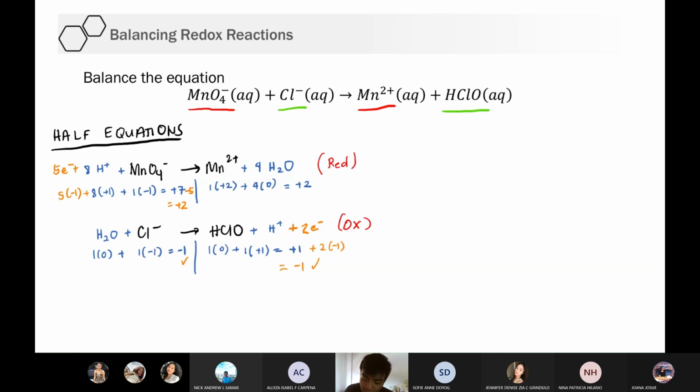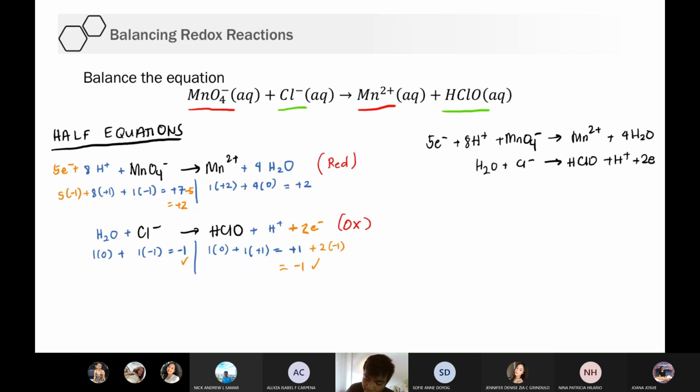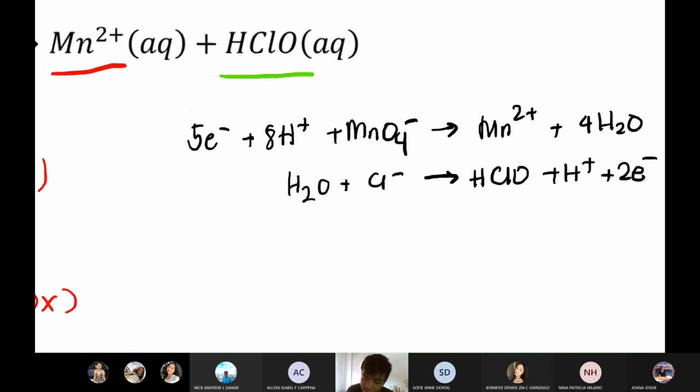Okay, so let me rewrite the equations here. 5 electrons, 8 H plus, MnO4, producing Mn2 plus, 4 H2O. Okay, tapos yung isang equation, you have H2O, Cl minus, HClO, H plus, and 2 electrons. Okay.